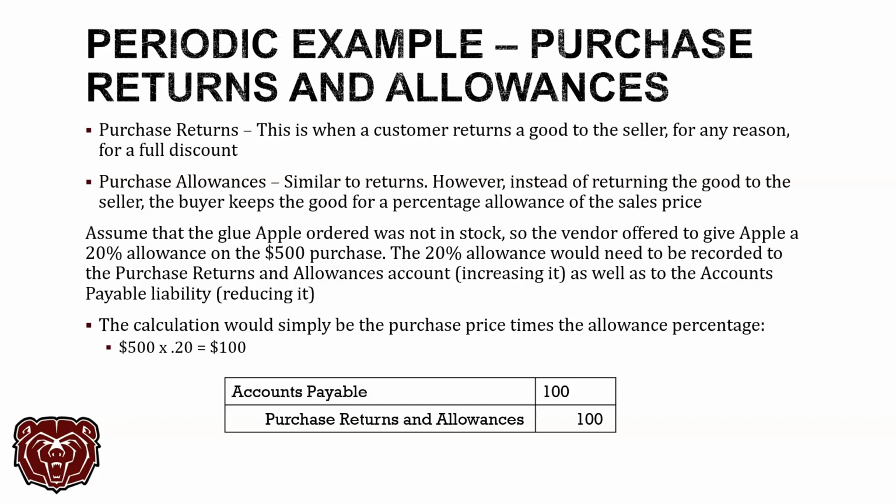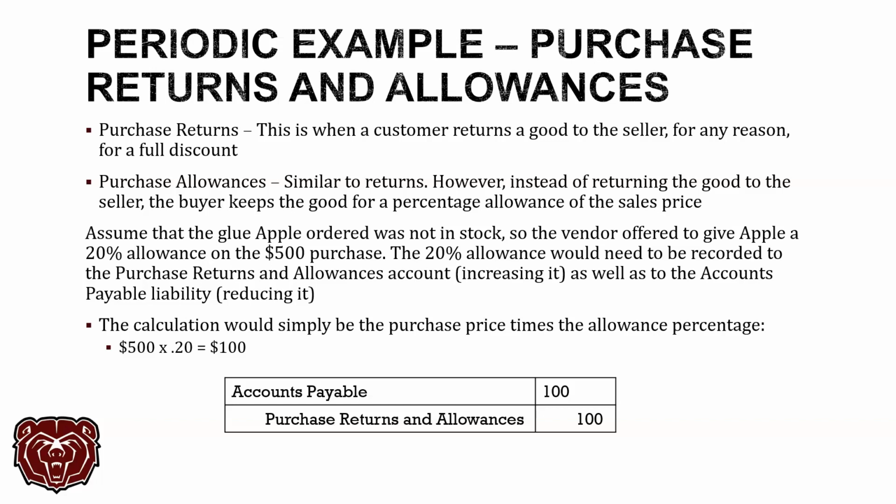So now let's assume that the glue that Apple ordered was not in stock, okay? So if the vendor offered to give Apple a 20% allowance on the $500 purchase, that 20% allowance would need to be recorded in that purchase returns and allowances account. This increases it. This is that temporary account that we talked about. It's called purchase returns and allowances.